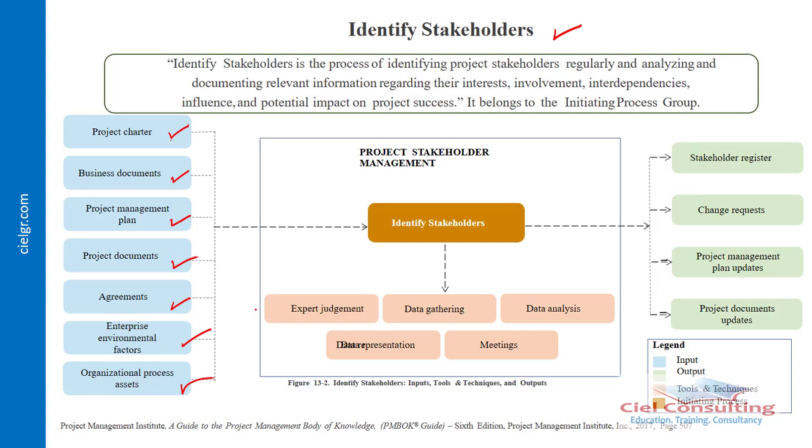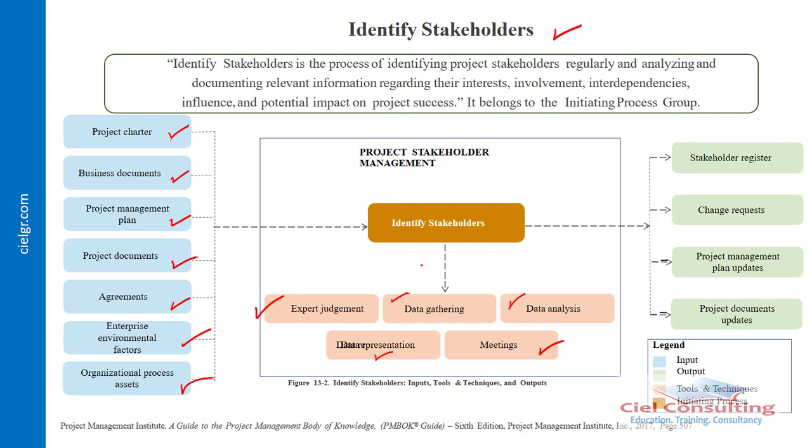Of course, part of the tools and techniques would include expert judgment. So when we talk about expert judgment here, we're basically referring to getting the opinion of a subject matter expert to help us to effectively identify our stakeholders. Then you need to gather data and then also analyze the data and be able to represent those data. These are part of the things that can also help you to effectively identify your stakeholders. And then also don't forget meetings.